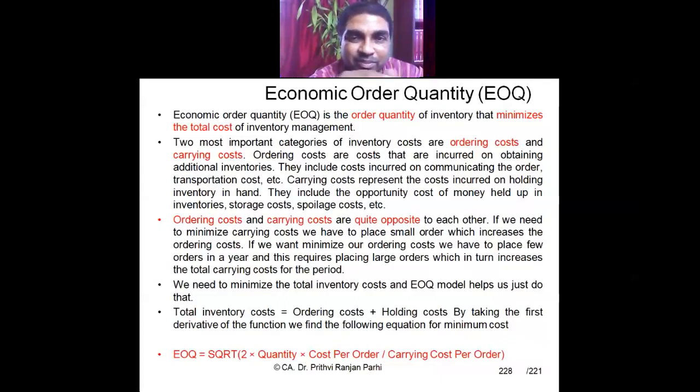As I told you, there is an inverse relationship. If you want to reduce carrying cost, ordering cost will be high. If I want to reduce ordering cost, carrying cost will be high. So sometimes I have to do a balance, a trade-off between these two costs. Therefore, total cost has to be computed, and where total cost is the minimum, that should be the order size. The formula is once again written here. You can go through it.